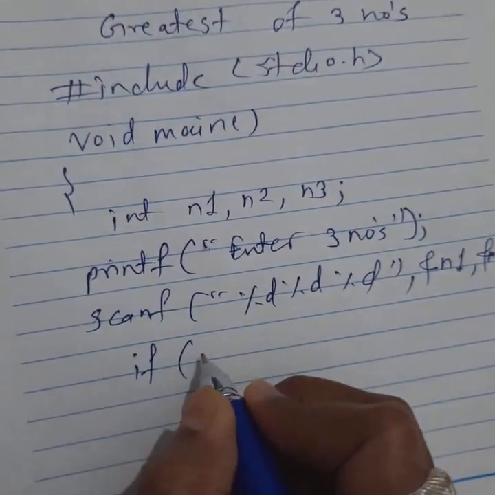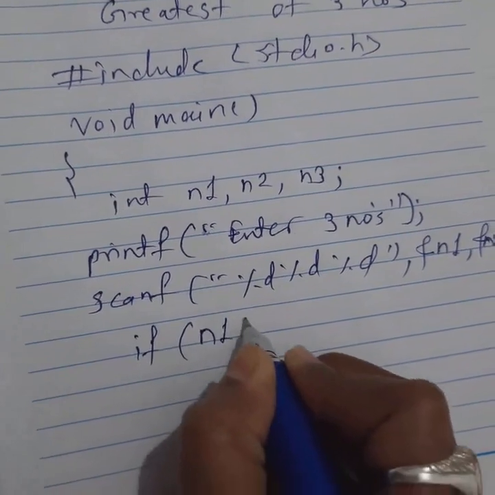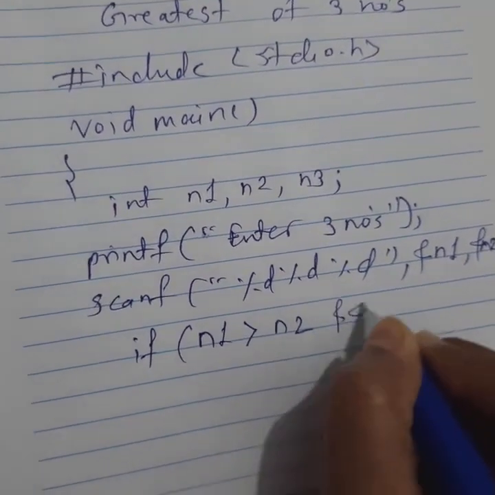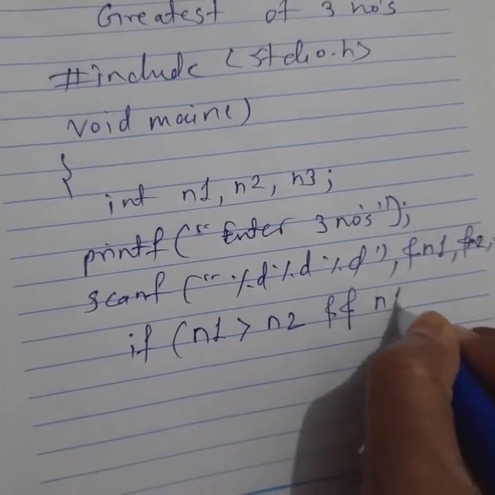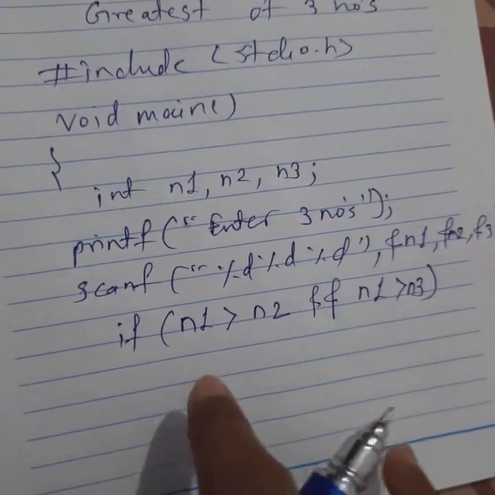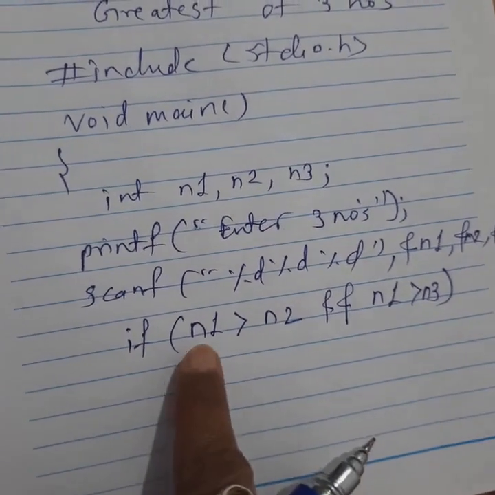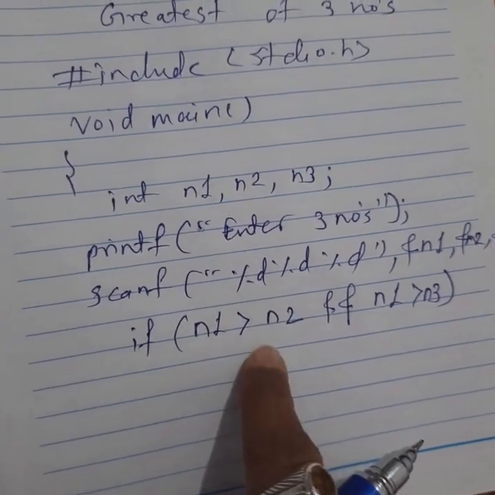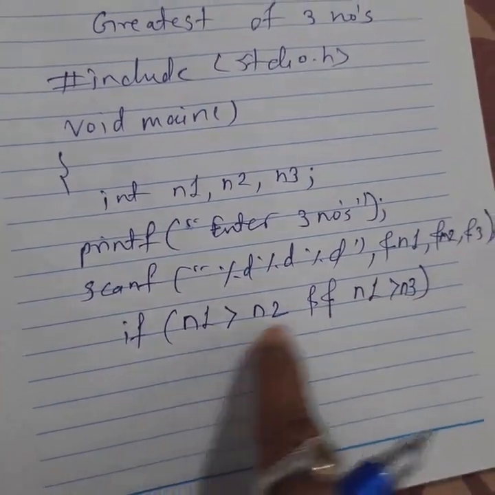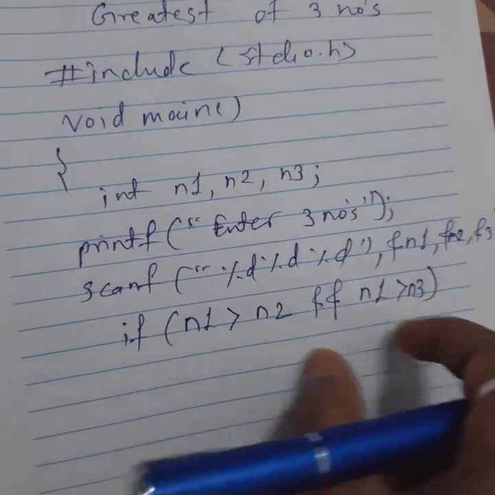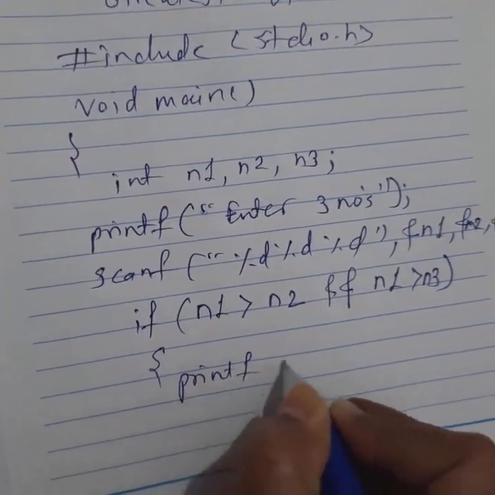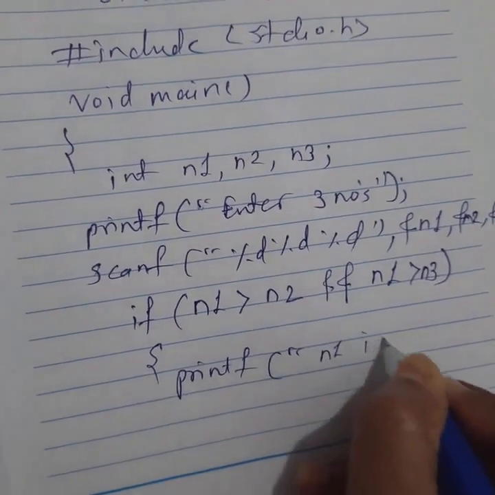For that condition, if number 1 is greater than number 2, here we use a logical AND operator, and number 1 is greater than number 3. See here, what is the condition? If number 1 is greater than number 2 and number 1 is greater than number 3, it means in both conditions number 1 is greater. Write a printf statement, number 1 is greater.